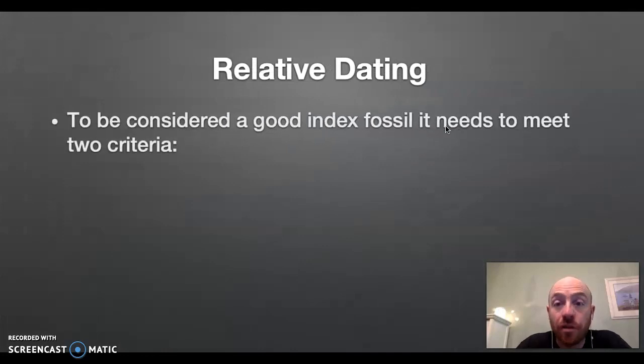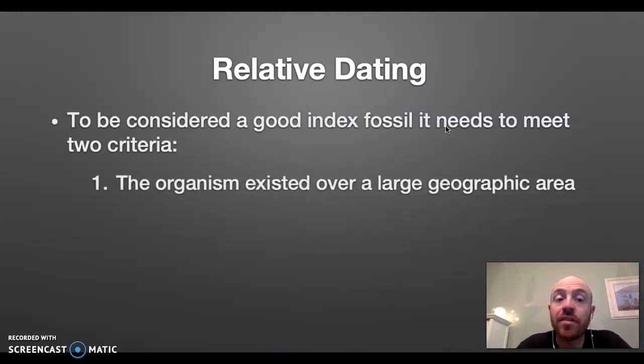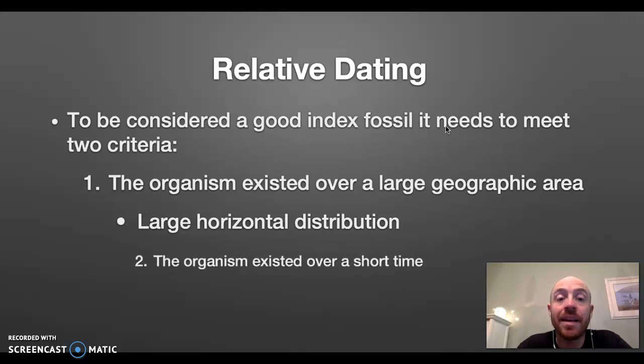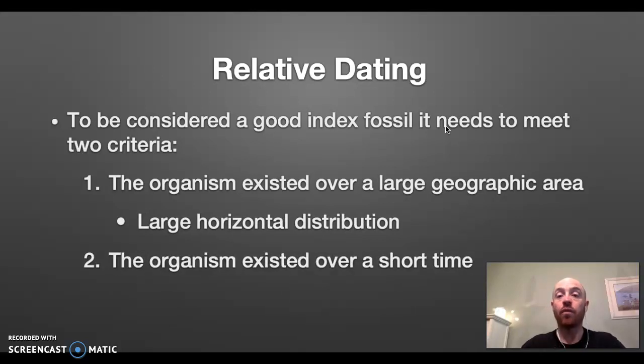Okay, so to be considered a really good index fossil, you have to meet two criteria. The first is the organism had to exist over a very large geographic area, and the second is that it had to have existed over a short period of time. Now, a short period of time is different from what you would assume. A short period of time would be something along the lines of like 50 million years, right? That's a short period of time.